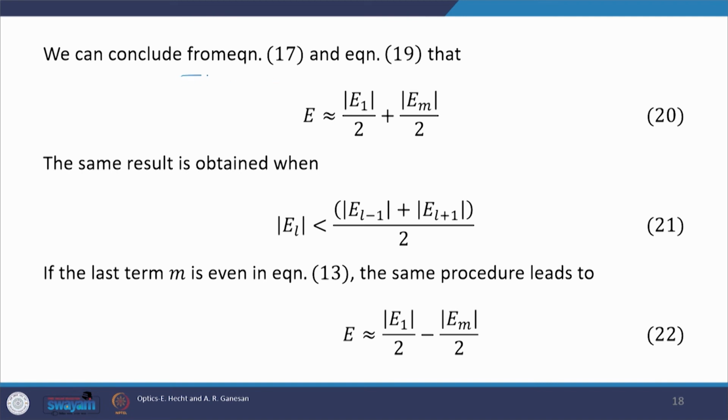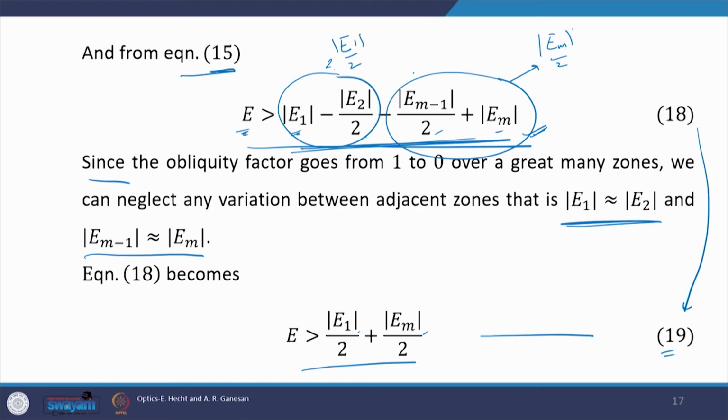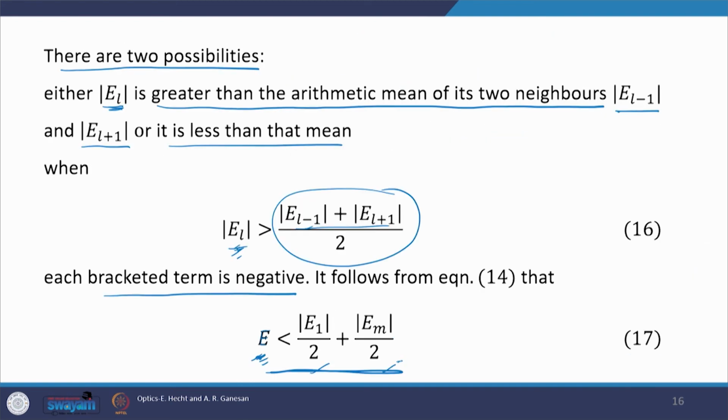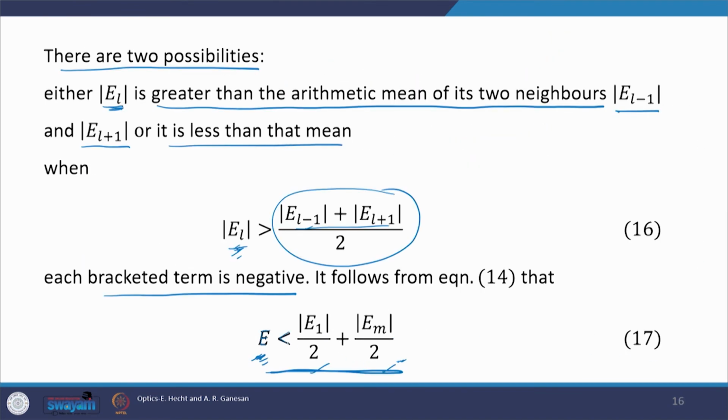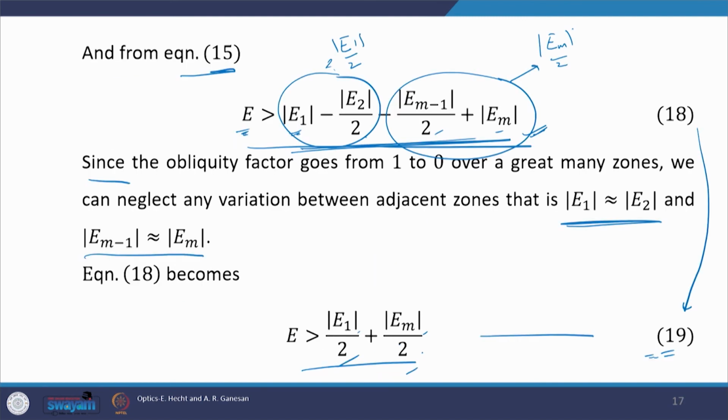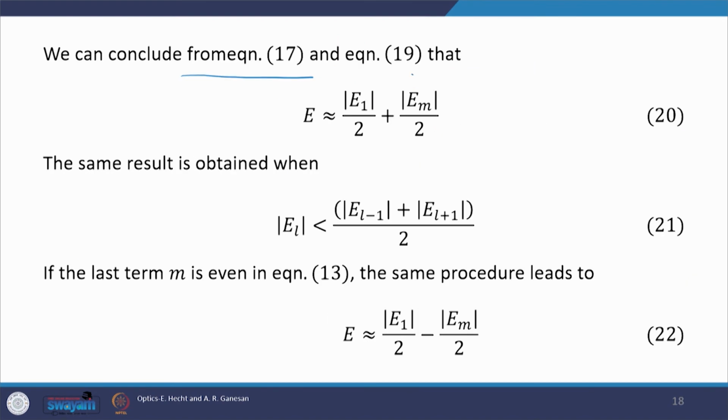Similarly, we can conclude from equations 17 and 19. 17 is here, and 19 is here. Now you see that E is less than mod of E1 by 2 plus mod of Em by 2, and also larger than mod of E1 by 2 and mod of Em by 2. With those two equations, we can conclude that E is almost equal to mod of E1 by 2 plus mod of Em by 2.